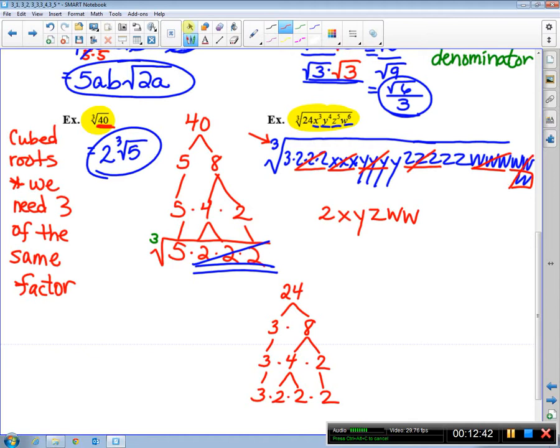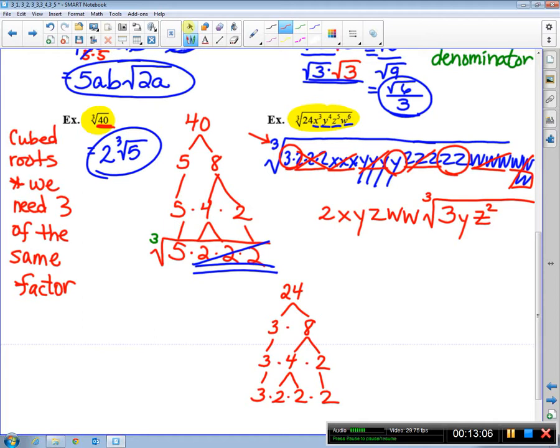Now make sure you know what was left under your cubed root. What's left? Well, we had 3. We have a y. We have z squared. And no w's remained under the radical.